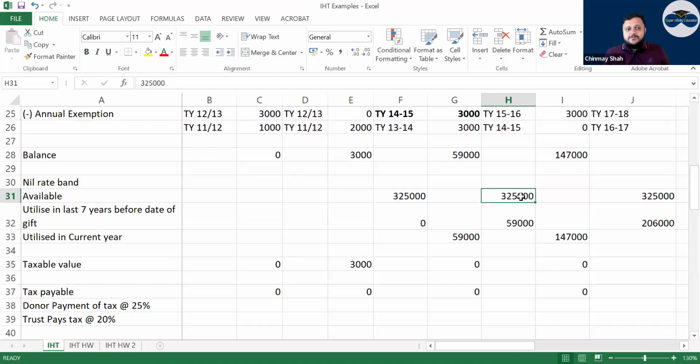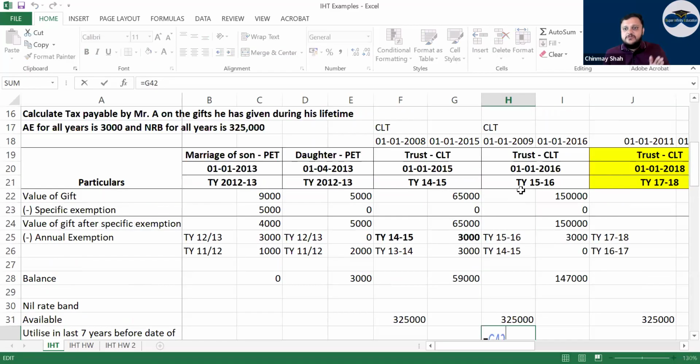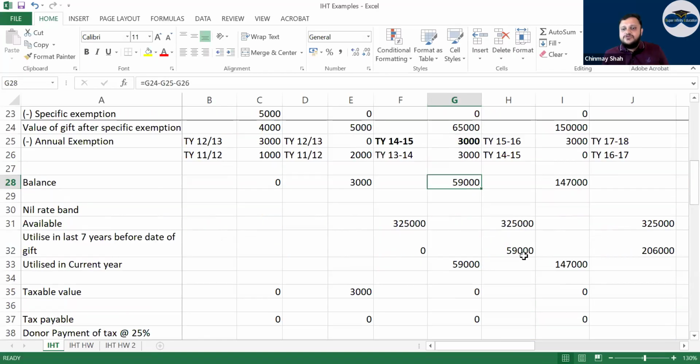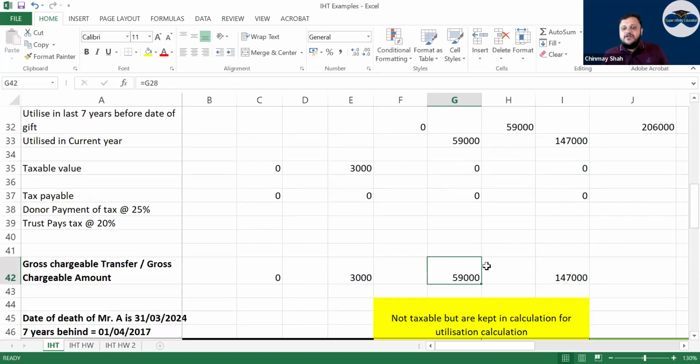Now what you do? 325,000 is the nil rate band. You go back 7 years from here, right? So what is the date? 1/1/2016. Go back 7 years. When you go back 7 years up to 2009, is there any CLT? Ask yourself, is there any CLT? If there is any CLT, then utilize the CLT. But should you utilize this 65,000, this 59,000, or should you use the below GCT that you have calculated? You will use the GCT that you have calculated, correct?